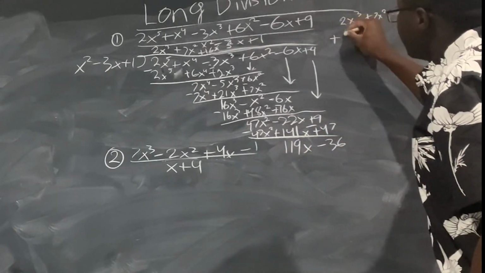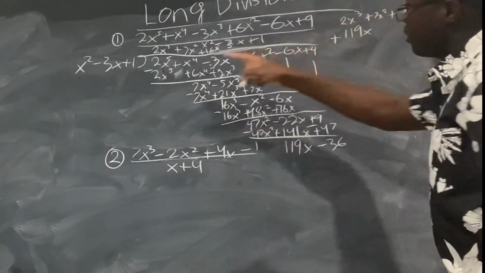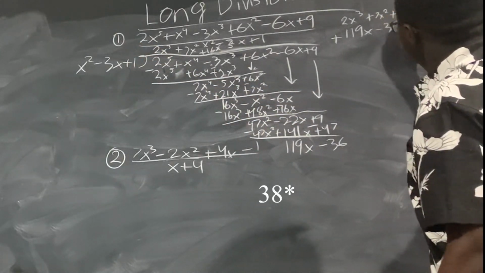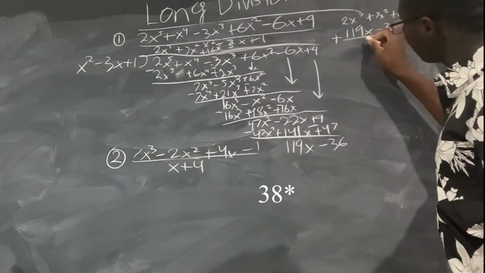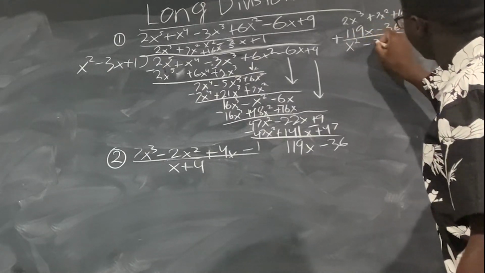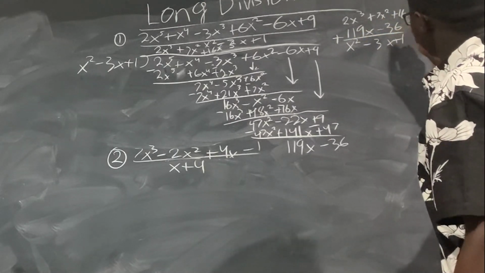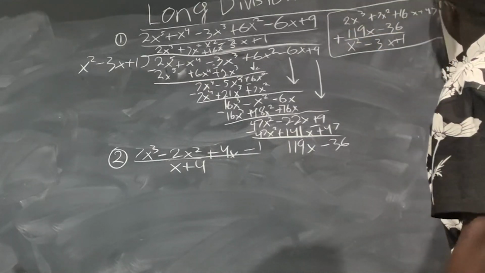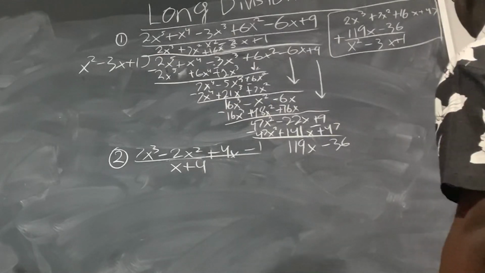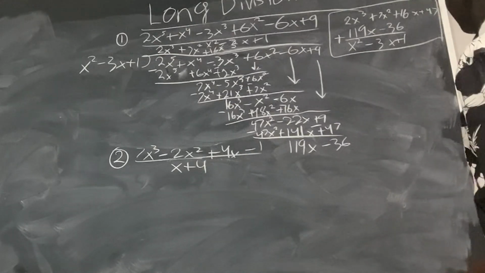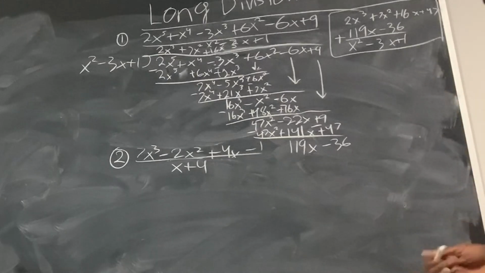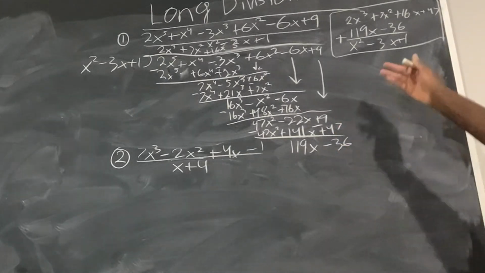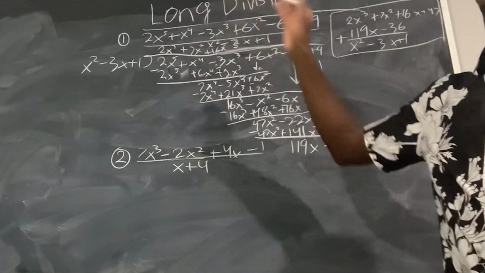And what we do with that remainder, we just put it over x squared minus 3x plus 1. So 119 and then minus 36 all over x squared minus 3x plus 1. Now we have it like that. That right there is our fully divided form of long division of these two polynomials.